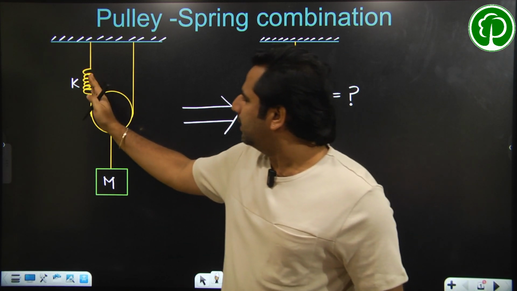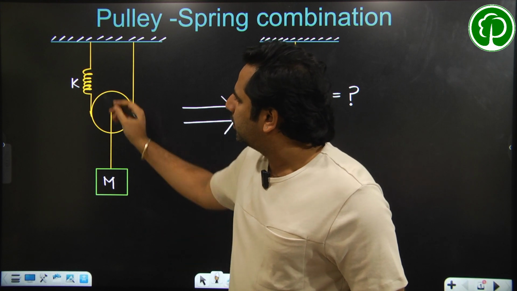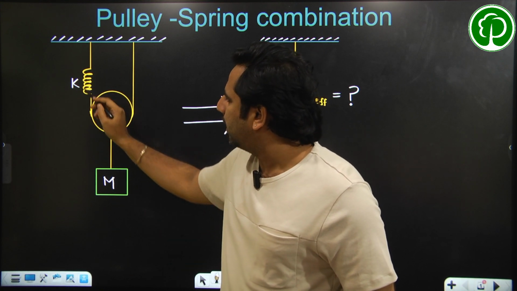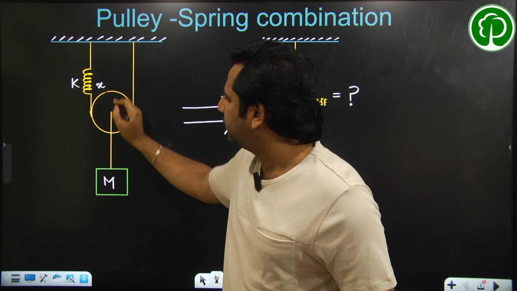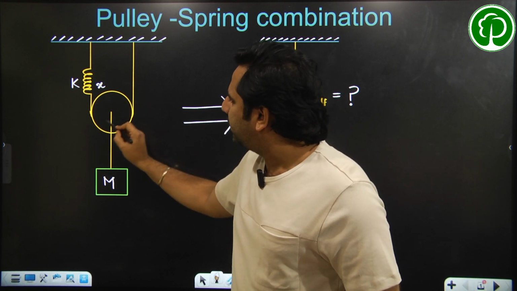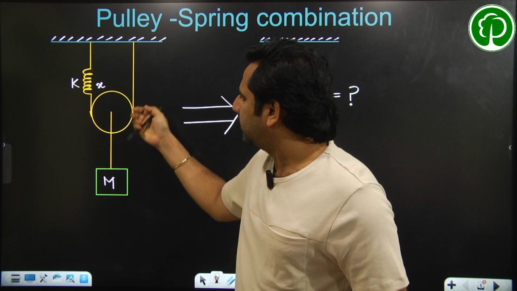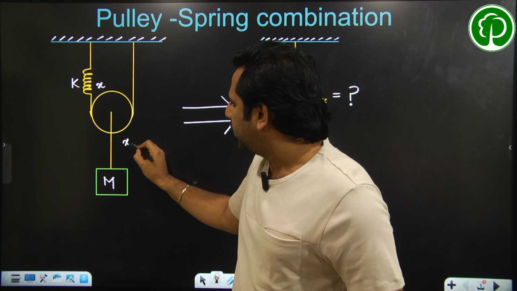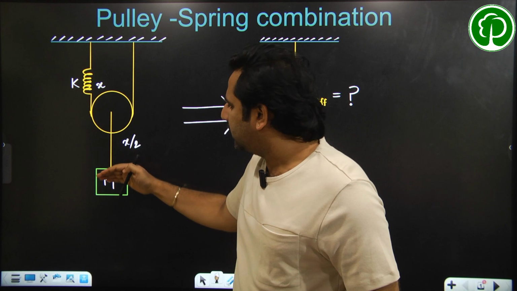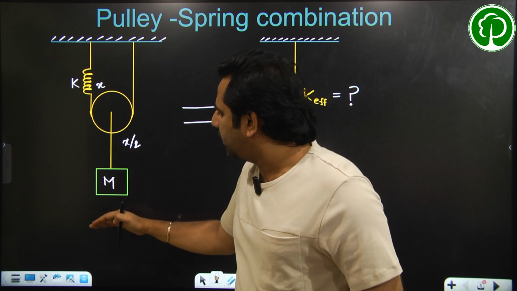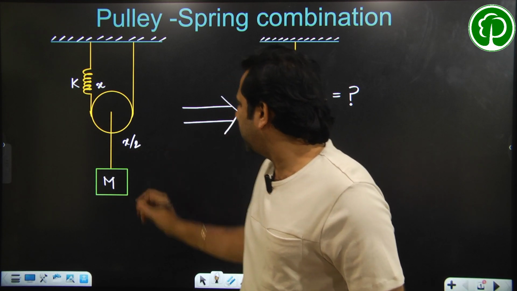Now consider this pulley and spring. So the spring constant of the spring is K. Suppose the stretch in the spring is X units. So X length is given to the pulley. So x by 2 and x by 2 is distributed on either sides. The pulley would come down by x by 2. So the effective distance that the mass is coming down to achieve equilibrium is x by 2.